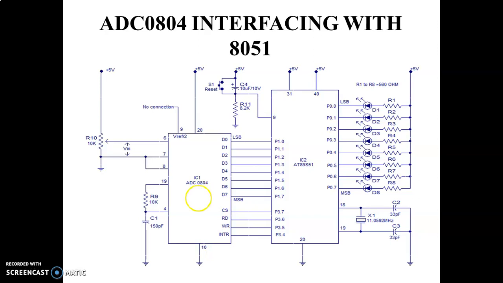Then at the end, connect port 1 of the microcontroller with the 8-bit output of this ADC 0804 and connect port 0 with the 8-bit input of the 16x2 LCD. So this is about the interfacing of ADC 0804 with the 8051 microcontroller.